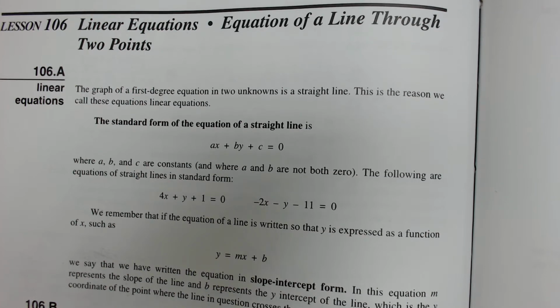Algebra 1, Lesson 106, linear equations, and the equation of a line through 2 points. So all we're doing here is learning how to write the equation of a line when they give us only 2 points of the line, or 2 coordinates of the line.